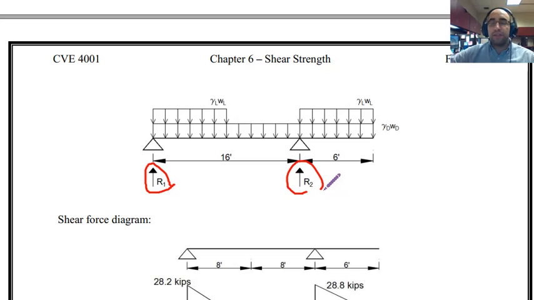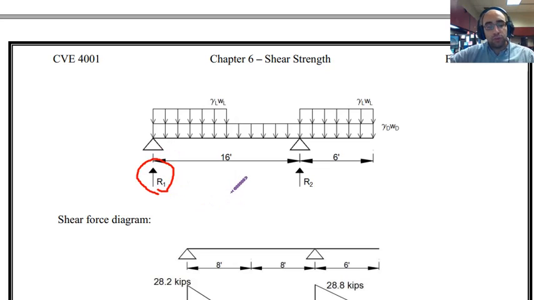Based on that loading, we have to find the reactions. It is completely based on structural analysis. You have learned it before. For finding these reactions, I have to say summation of moments about this point, for example, equal to 0. Based on that, I can find R2. Once I have R2, I can say summation of forces in the vertical direction equal to 0. And based on that, I can find R1.